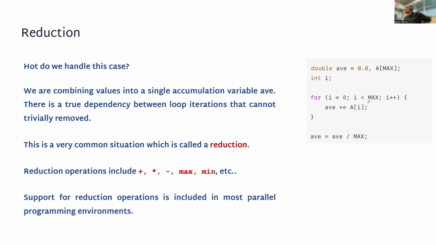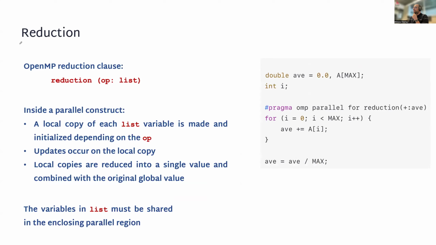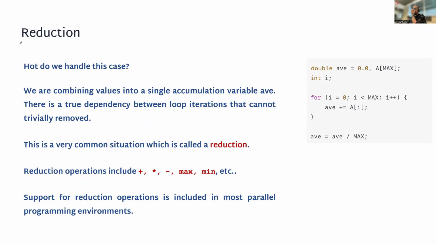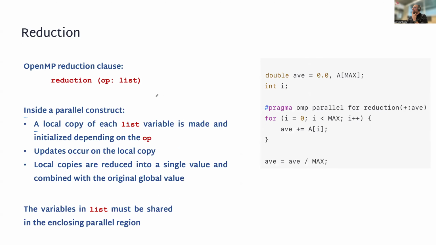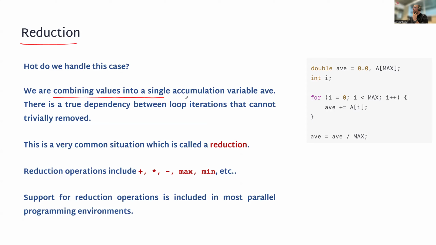All right. The next operation, which is quite important and we studied a lot, is the reduction operation. The reduction operation refers to the operation that combines values from different threads into a single accumulation variable, like this one.